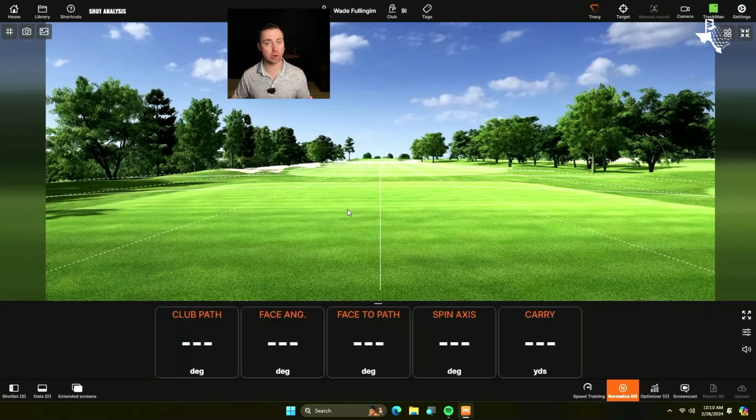So if the club face was closed, it'd be negative. If the face was open, it'd be positive for a right-handed golfer. If you're left-handed, it'd be opposite. Then you have a number called face to path. Face to path is the difference between your face angle and your club path.